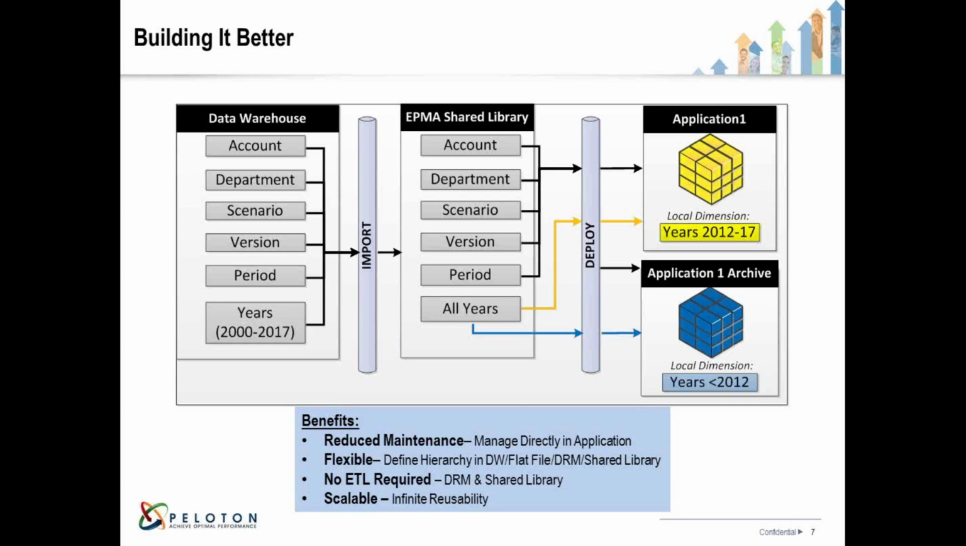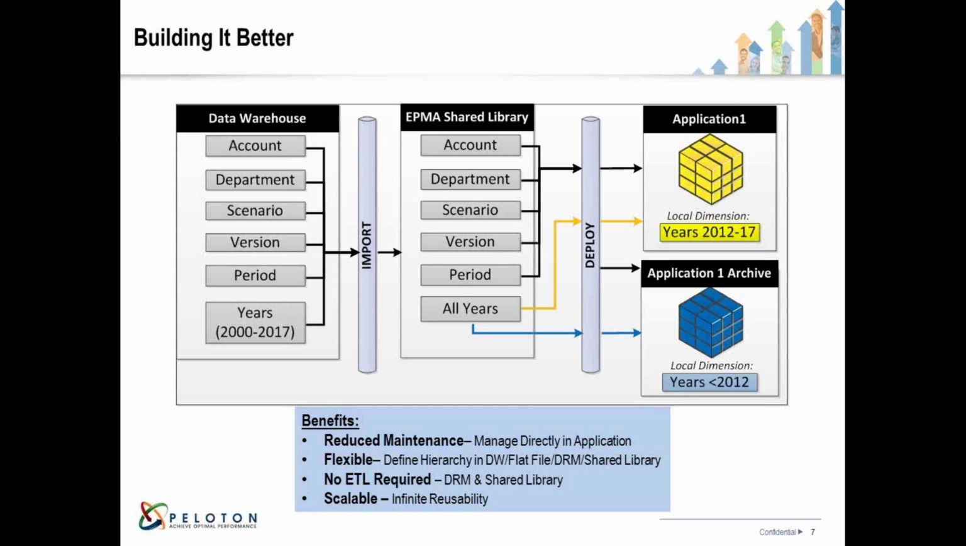So if you define your hierarchies in DRM or the shared library, you don't need to create any ETL processes. You don't need to create any tables in between your source and the shared library. You can define them directly within the tool itself.